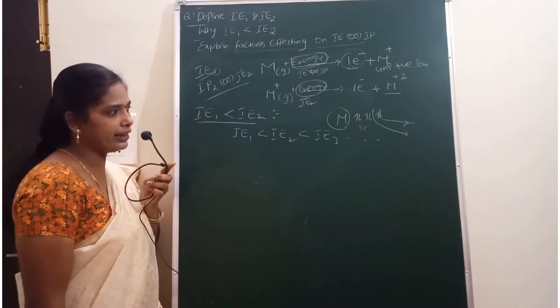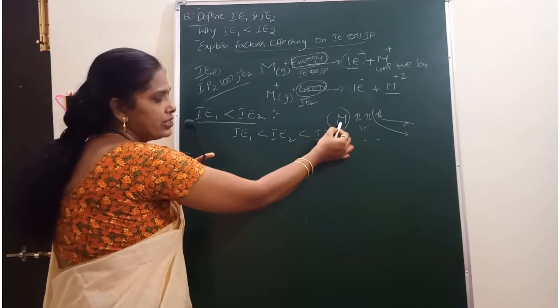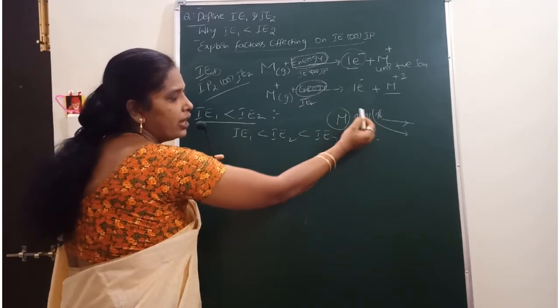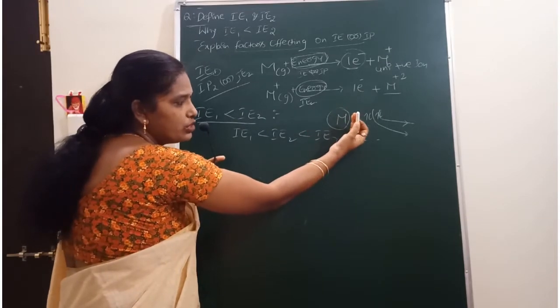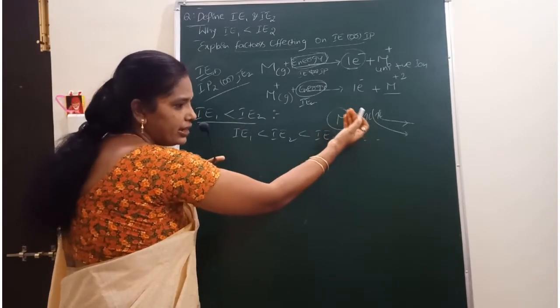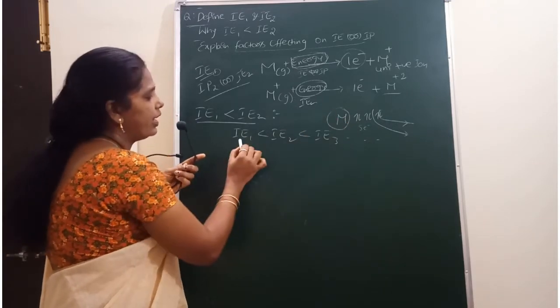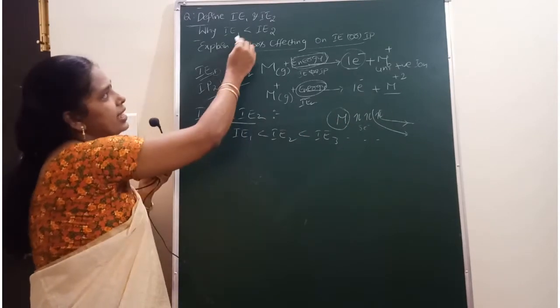The more the nuclear attraction on electrons, the more energy is required. If the nuclear attraction is less, the energy required is also less. That is the explanation of why IE1 is less than IE2.